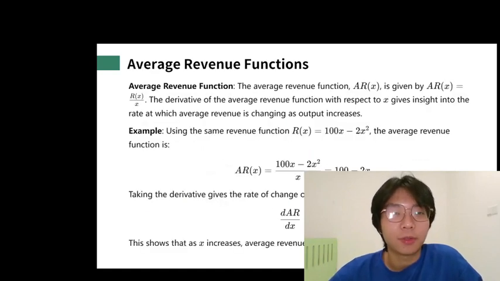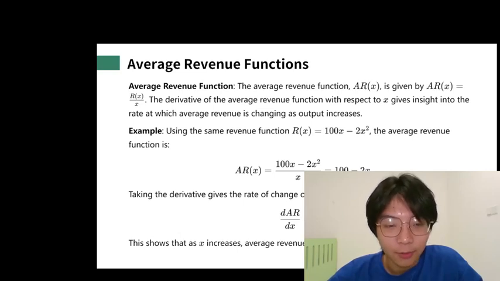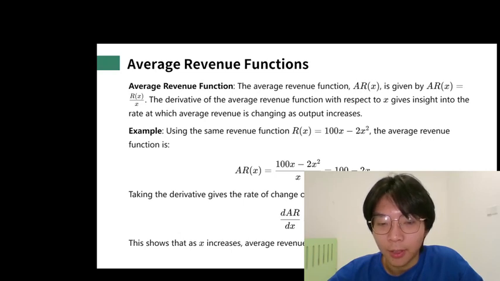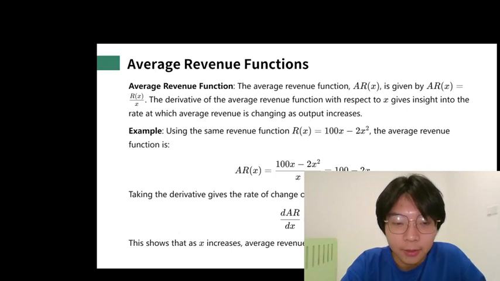About the average revenue functions, the derivative of the average revenue function with respect to x gives the rate at which average revenue is changing as output increases. I'll take an example using the same revenue function in this equation. And taking the derivative gives the rate of change of the average revenue, dR over dx equals -2. This shows that as x increases, average revenue decreases.